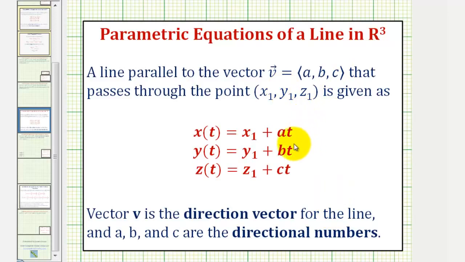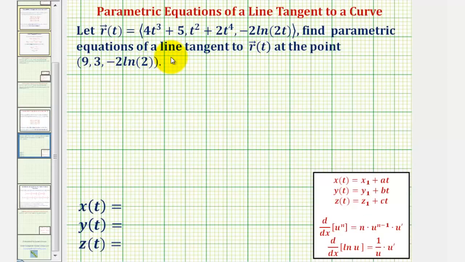Because we want our line to be tangent to the curve given by the vector-valued function, we can use a tangent vector for our direction vector to find our directional numbers a, b, and c. But before we do this, let's begin by determining the value of t that would give us this point of tangency.